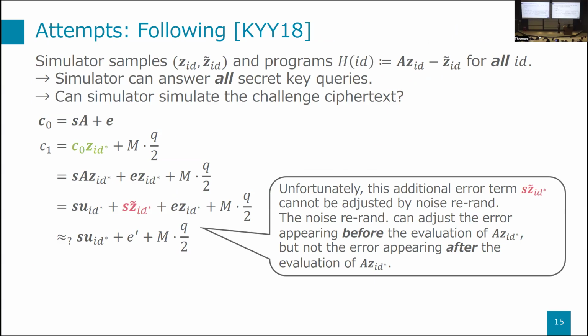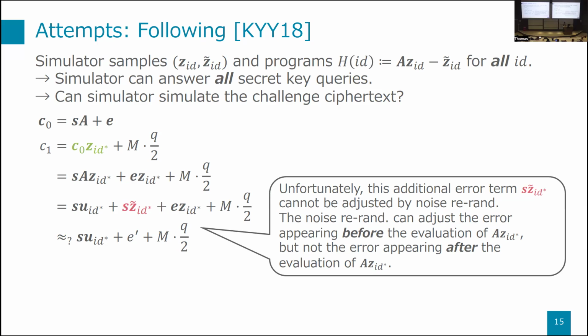So we tried to tight proof by KYY18 for our schemes. First, we simulate the samples GID, G tilde ID, and program HID equals A times GID minus G tilde ID for all IDs. Then the simulator can answer all secret key queries, but the simulator simulates the challenge ciphertext.